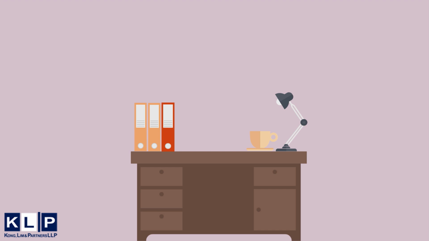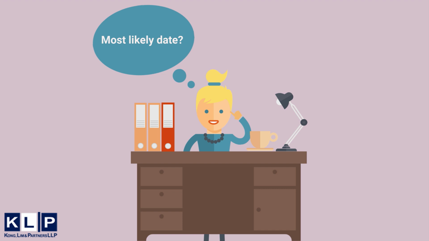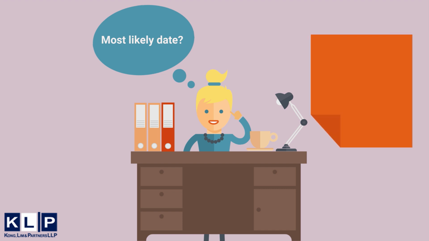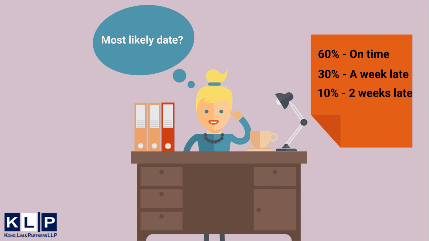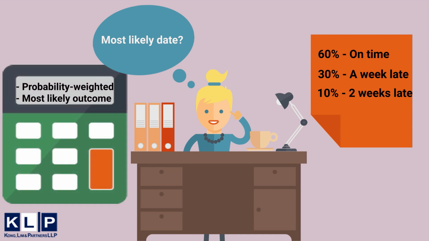As an accountant, you will have to determine which is the most likely date of completion by Entity A. With past experiences of similar contracts, you may estimate that there is a 60% probability that the contract will be completed by the agreed date, a 30% probability that it will be 1 week late, and a 10% probability that it will be 2 weeks late. Calculate the estimated variable consideration to be received by Entity A based on a probability-weighted method and the most likely outcome.